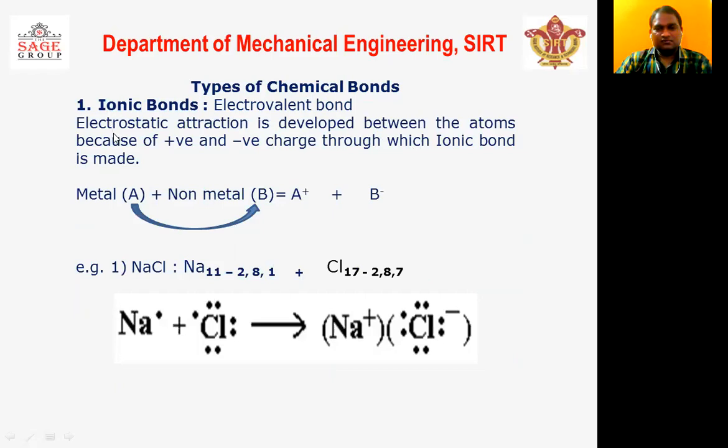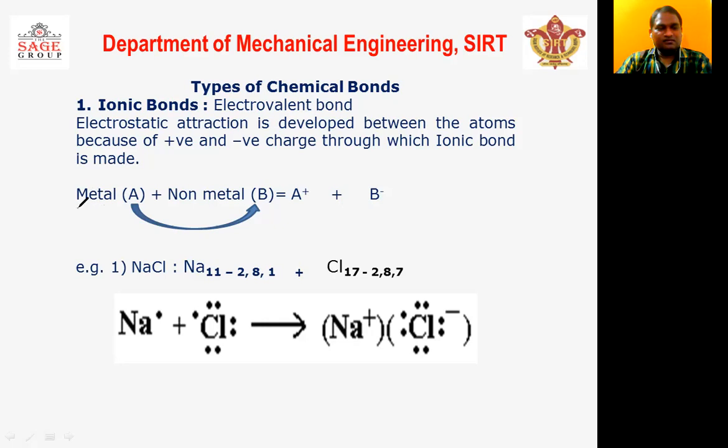So in the ionic bond, now we are interested to see how this bond is developed. There is an electrostatic attraction developed between the atoms because of positive and negative charge, through which the ionic bond is made. As we discussed in the previous slide, the ionic bond is developed by transferring the valence electrons, those available in the outermost shell, to the nearest atom. When the electron is transferred, a positive charge is developed on the donor atom, and a negative charge is developed on the atom receiving the electron. Because of the positive and negative charge, an electrostatic attraction force comes into the picture between the atoms.